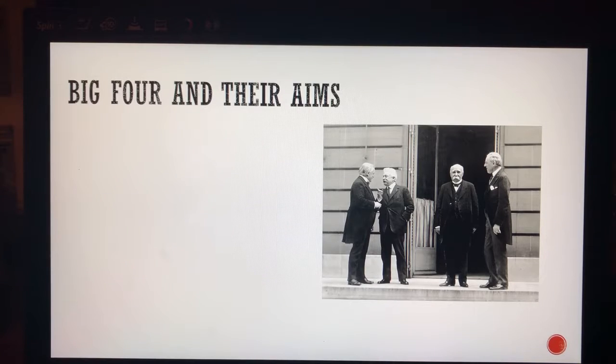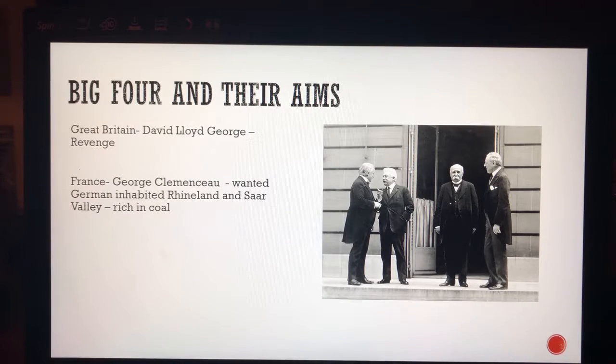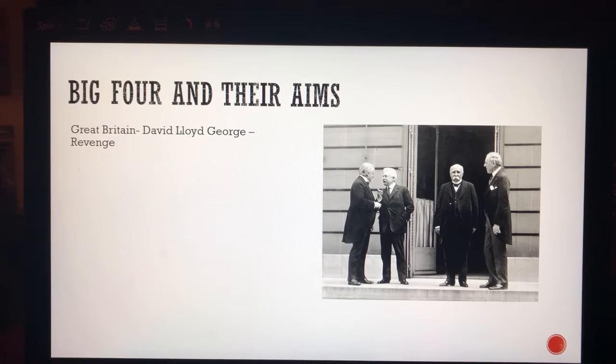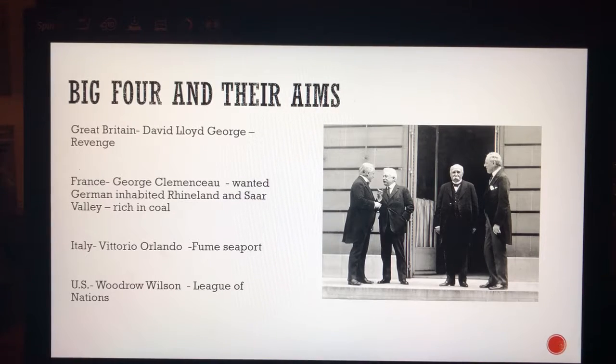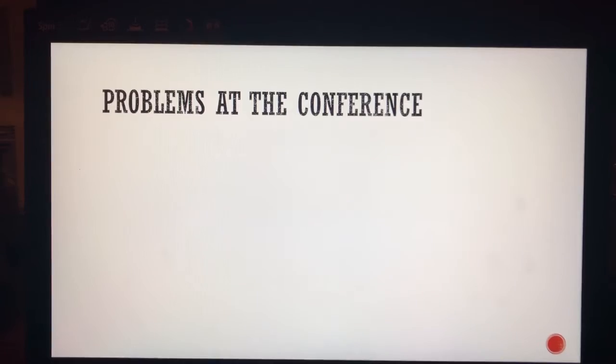So he gets to Paris, and Great Britain has David Lloyd George, who's there. France has Clemenceau. And this is what each one wants. Great Britain wants revenge. France, they want the Rhineland and the Saarland because they are very rich in coal. Italy wants the Fiume seaport, and Woodrow Wilson, he really wants the League of Nations, and it's these men that are going to negotiate the Treaty of Paris.